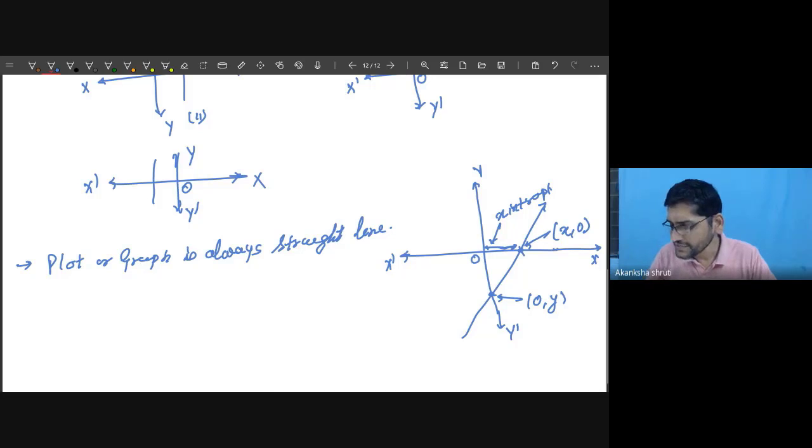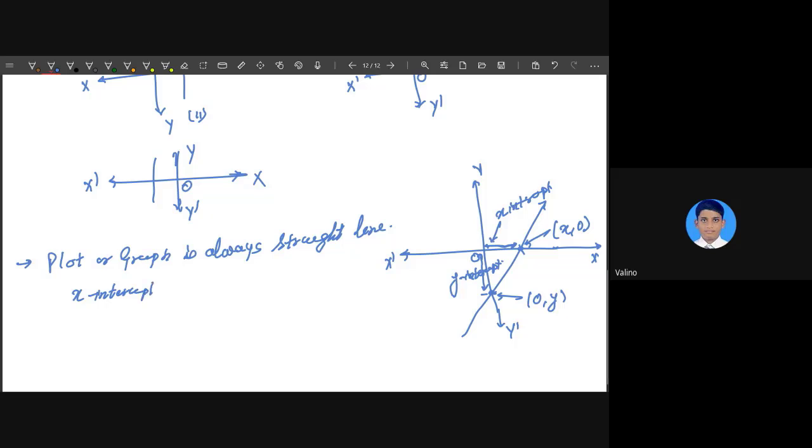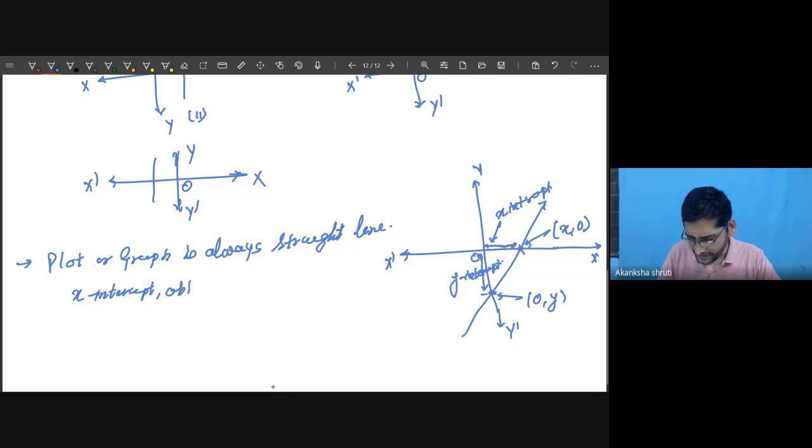Here it is on the positive side, so it is positive. Similarly, from the origin downward, along the y-axis, if it is upward then it will be positive. Here it is downward, so this y-intercept is negative. Now what will the x-intercept be? The x-intercept is the point where the line cuts the x-axis.